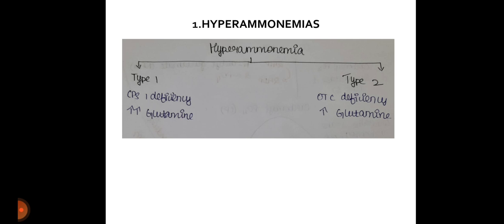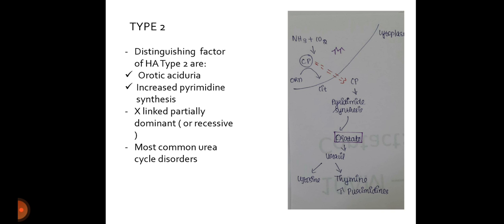The transport form of glutamate ammonia is glutamine. So there will be increased glutamine in type 1 hyperammonemia. Type 2 is OTC deficiency, that is, ornithine transcarbamylase enzyme deficiency, and there will also be an increase in glutamine. When compared to type 2, type 1 has increased levels of glutamine in the plasma. Talking a little bit about type 2 hyperammonemia, look at the picture over here.